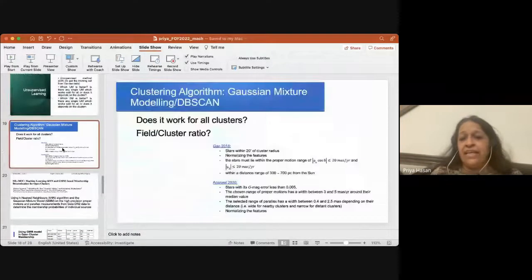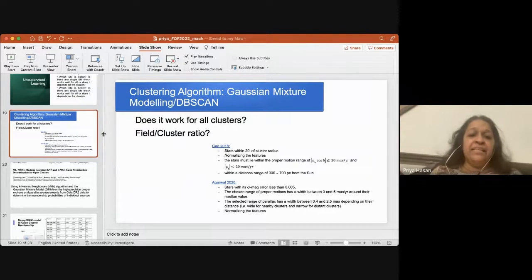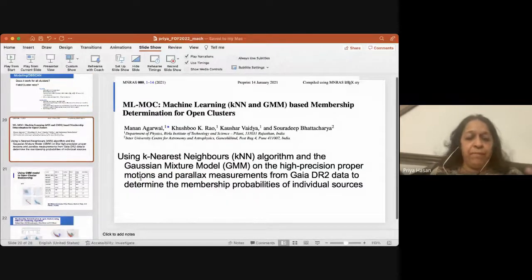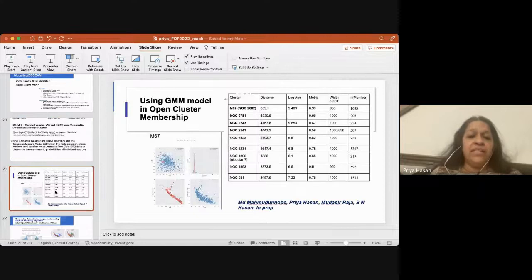The first technique we used was to compare Gaussian mixture modeling with what we get with DBSCAN. DBSCAN is a density-based clustering method, but Gaussian mixture is another method, which has been described in Gao 2018, and this one in Agarwal. You can see in this paper by Agarwal et al., they use a nearest neighbor method and Gaussian mixture modeling to determine membership probabilities of individual sources. So we did something similar with our sample of 9 clusters, where we used Gaussian mixture modeling.